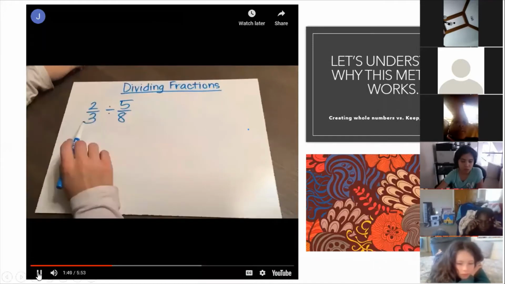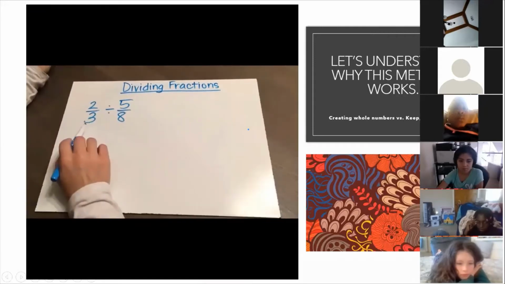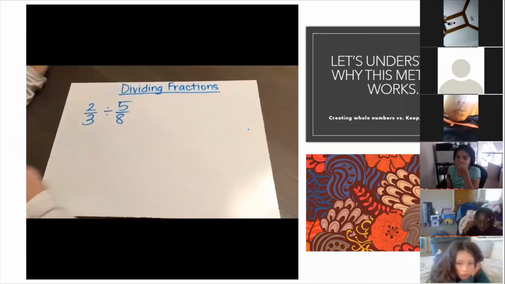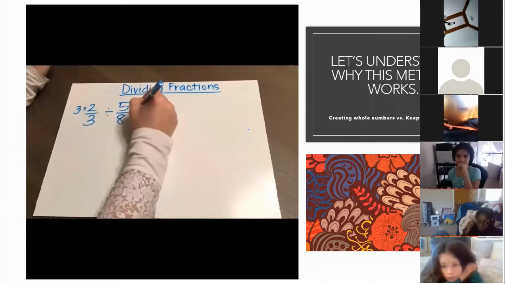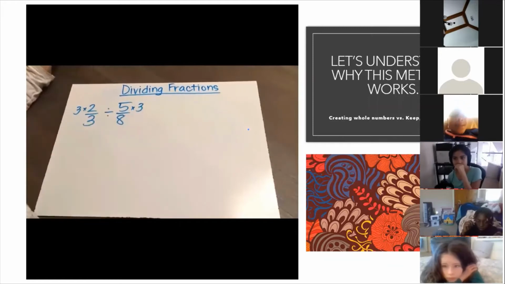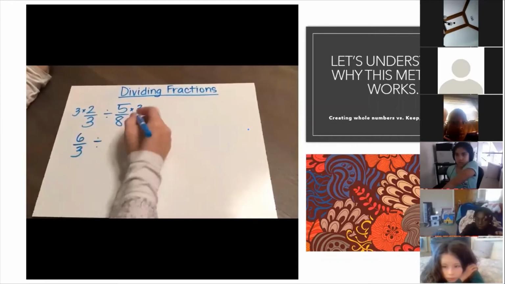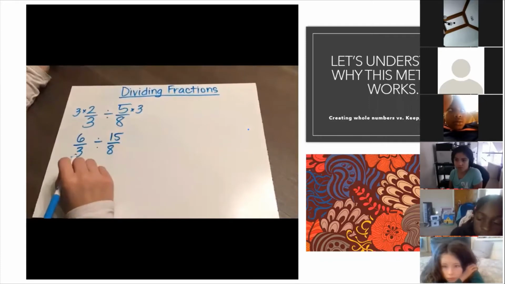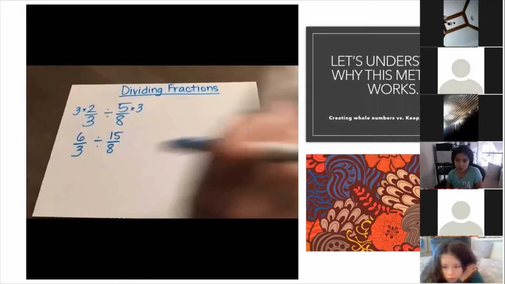Do this by getting rid of these denominators. If we were to ask ourselves how to get rid of thirds, we would multiply everything by 3 to get rid of that denominator of thirds. So we would want to multiply by 3, and we would also have to multiply our other fraction by 3 to keep it balanced in the equation. So if we multiply this by 3, we actually get 6/3 divided by 15/8. And 6/3 we know is 2 wholes, or 6 divided by 3 makes 2 wholes.